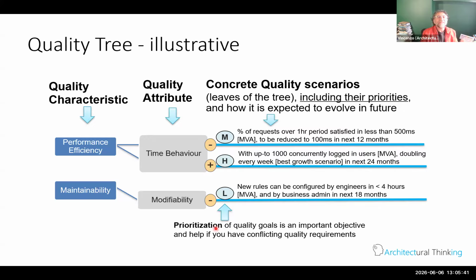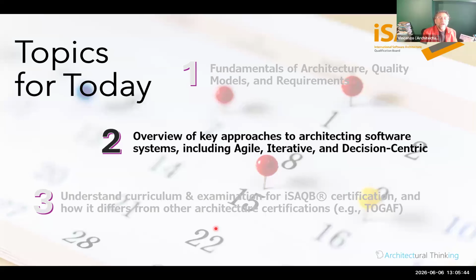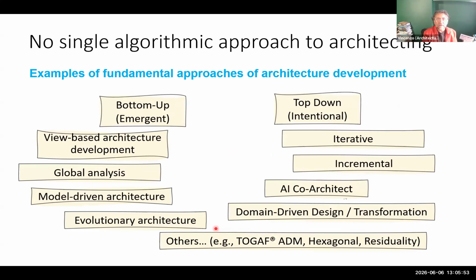So that's the first bucket about some of the concepts that we cover in the training course. The second bucket is about key approaches. And the key thing here is there are many ways that you can go about doing architecture: top-down, intentional, bottom-up, view-based architecture. This is the historical one that was the most common, let's say, in the 80s and 90s. More modern ones like domain-driven design, agile, which is a combination of iterative and incremental, model-driven architecture, MDA, evolutionary.